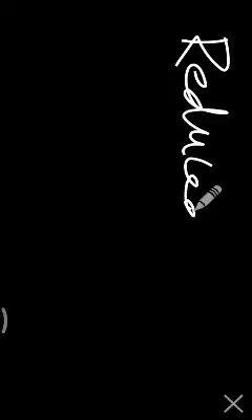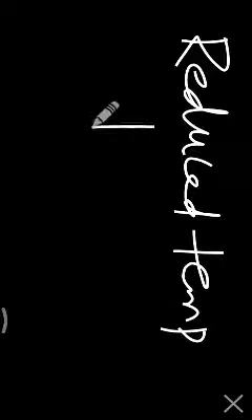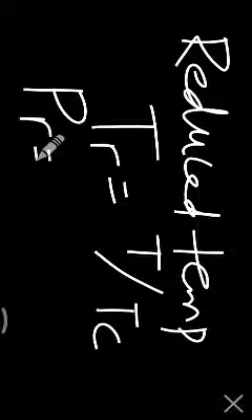Then reduced temperature formula is, reduced temperature is given by TR, this is equals to T by Tc. The same way reduced pressure PR is equal to P by Pc. Reduced temperature T by Tc, reduced pressure P by Pc.